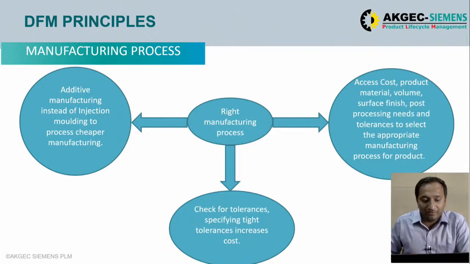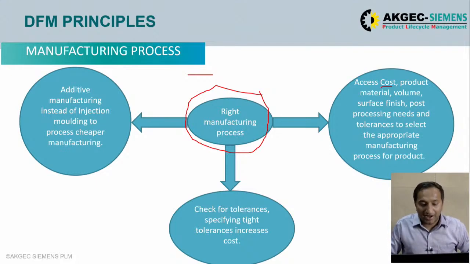So first, let us start with manufacturing process. It is very imperative that we use the right manufacturing process. The right manufacturing process deals with assessing the cost, the product material which we require to manufacture the product, what kind of surface finish we require, post-processing needs, like what kind of machining we require, and the tolerance we want to set for the right manufacturing process of a product.